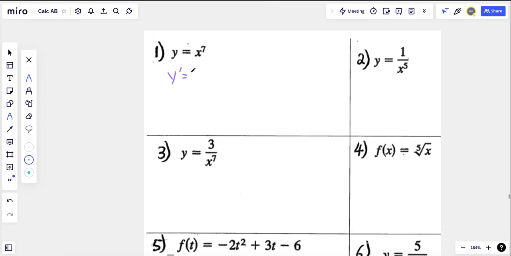So the 7 comes down here. And then you reduce this by 1. So it's just x to the 6th.